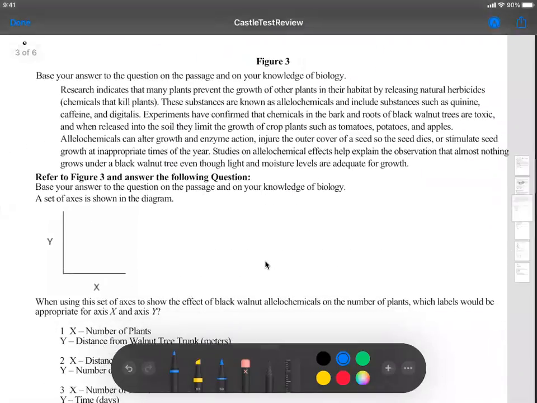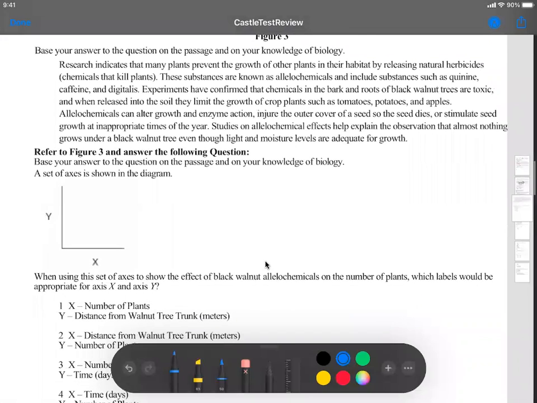I'm not going to read this passage because this is actually a question we've already answered before, but I am going to read this part down here. So base your answer to the question on the passage and on your knowledge of biology.